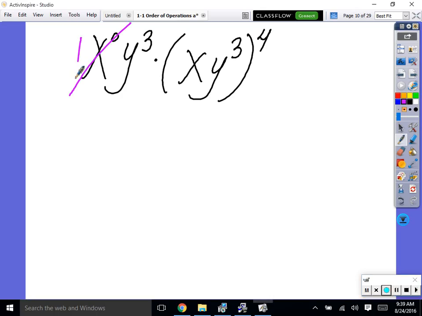X is 0, power is 1. Some of you did x to the 1st. Actually, quite a few of you. So remember, that's a common mistake, and we all make it once or twice. And that's okay. That's why we're in here.